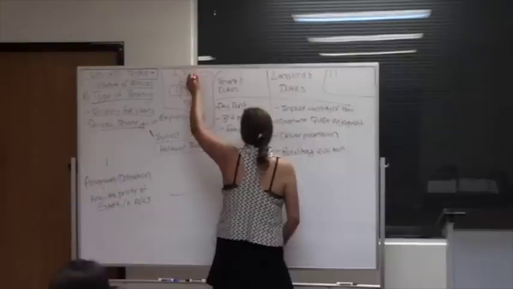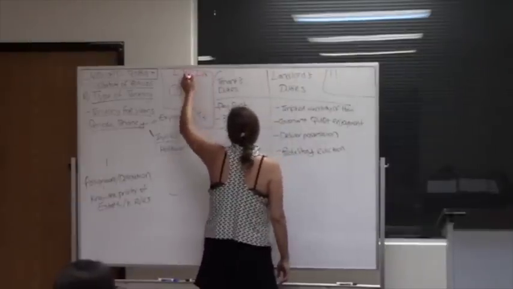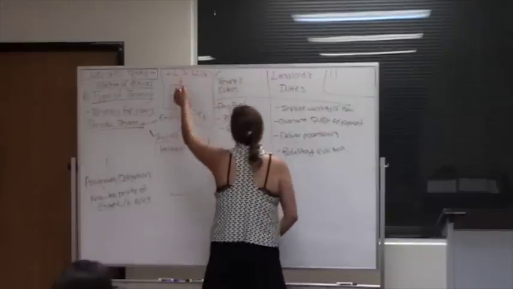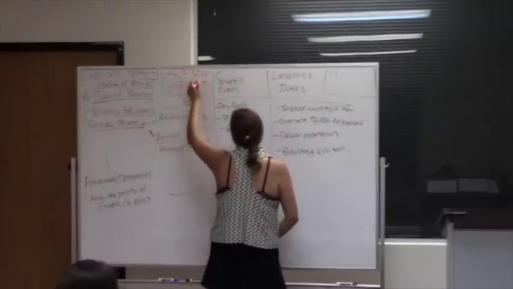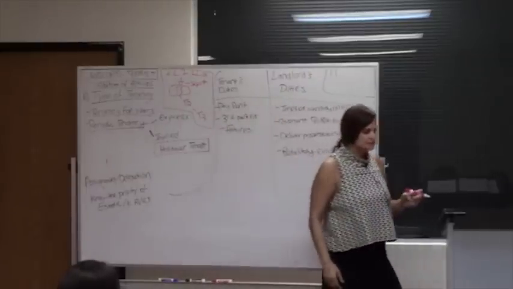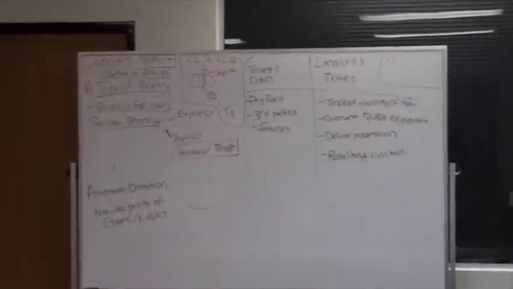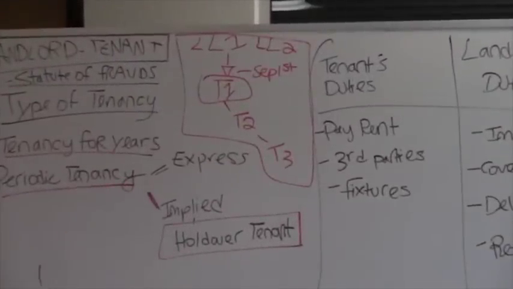You may have a landlord 2, an L2, or LL. And dates, maybe L to T1, September 1st. So put any dates in there as well when you're doing your practice. So first be on the lookout for statute of frauds, then identify the type of tenancy that you have.